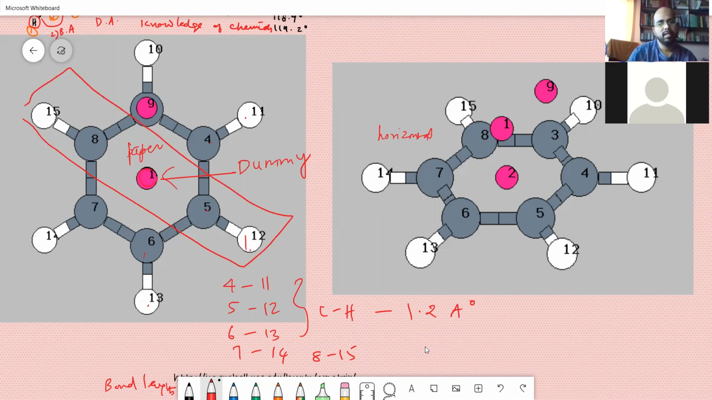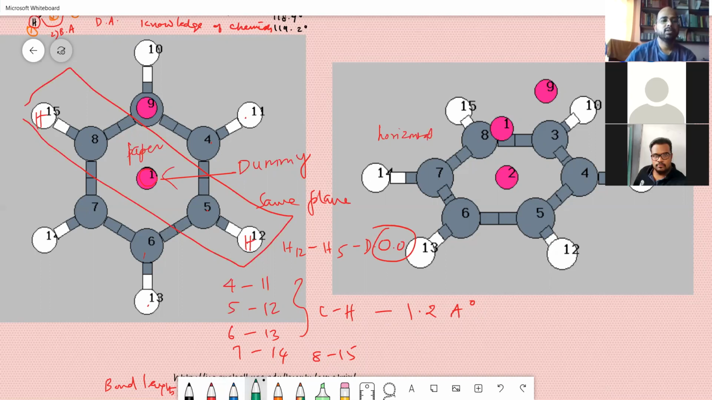Hydrogen atom 12 and hydrogen atom 15 lie in the same plane, right? Therefore, the dihedral angle between hydrogen atom 12 and hydrogen atom 15 will be 0.0. If this hydrogen atom moved out of the plane on top, it would become 90 degrees. But it won't move, it will stay in the plane.